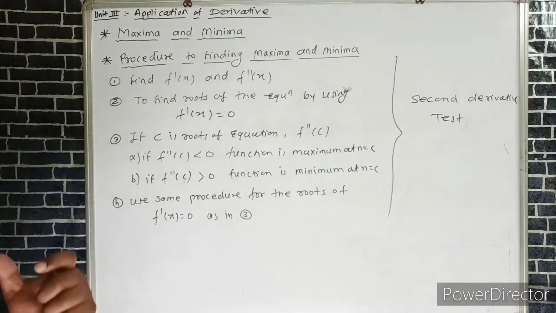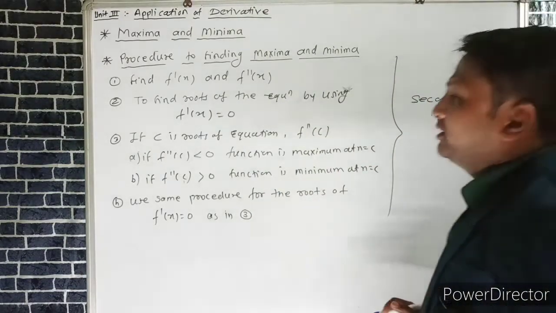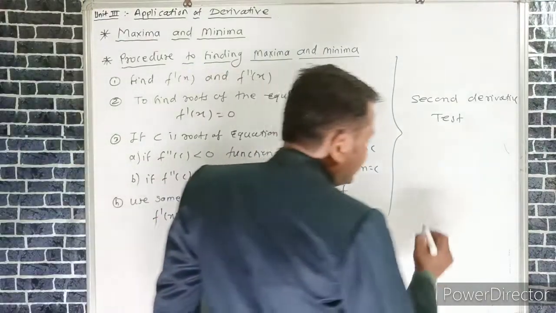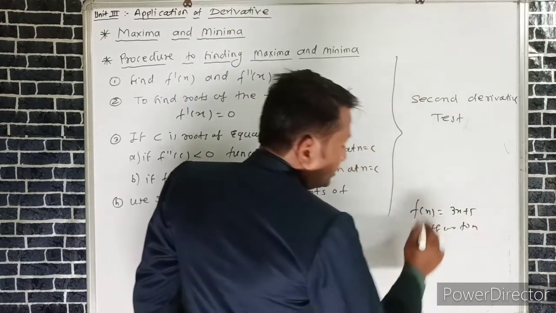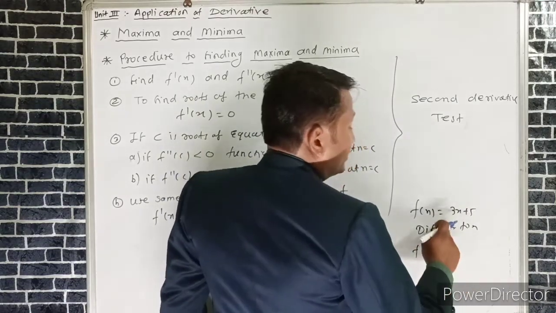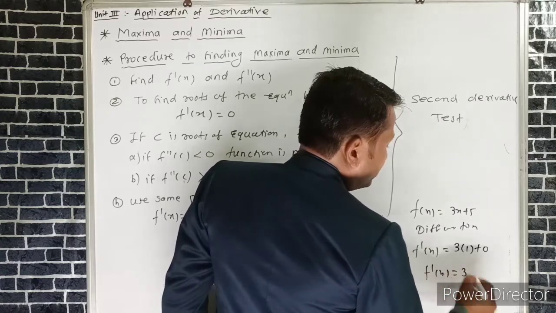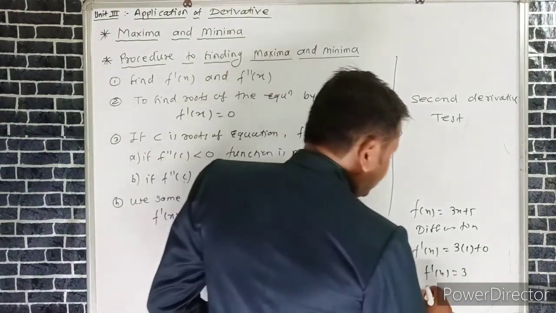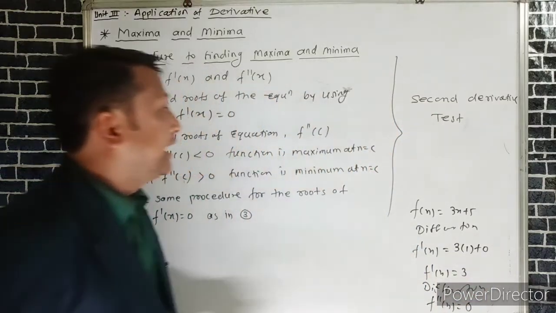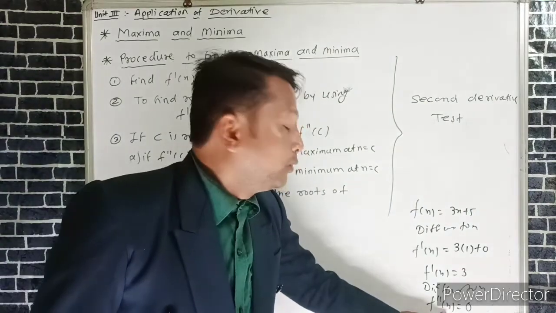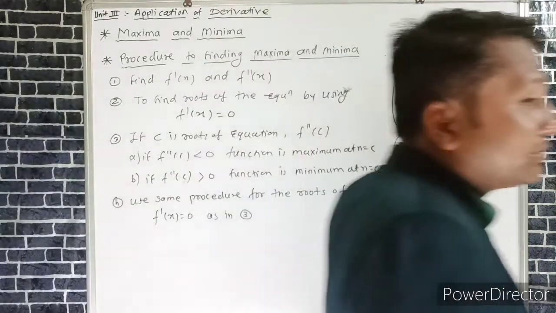If any function is in a form which does not give a second derivative, f double dash of x, for example f of x equals 3x plus 5, then after differentiating with respect to x, f dash of x is 3 into the derivative of x, which is 1, plus the derivative of 5, which is 0, so f dash of x equals 3. If we differentiate again, f double dash of x, the derivative of 3, is 0. Here we can't decide whether the second derivative is less than 0 or greater than 0, so we cannot say the function has a maxima or minima.